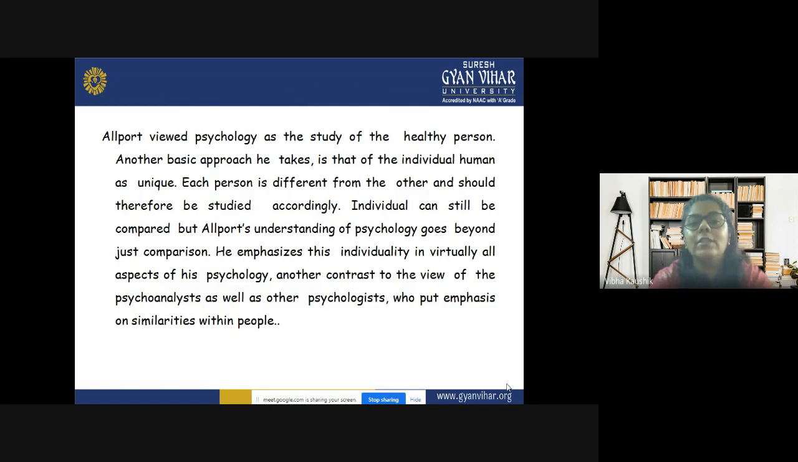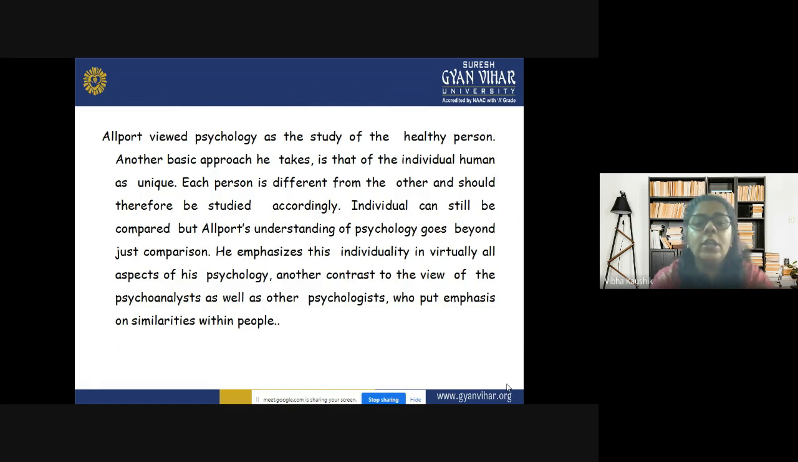Allport views psychology as the study of the healthy person. It means for Allport, psychology is the study of the healthy person. Another basic approach he takes is that of the individual human as unique. Another thing he has taken into consideration is that every individual is unique. Every individual is specific. Every individual has some specific traits that make that individual a unique person. Each person is different from the other, which means two individuals cannot be the same.